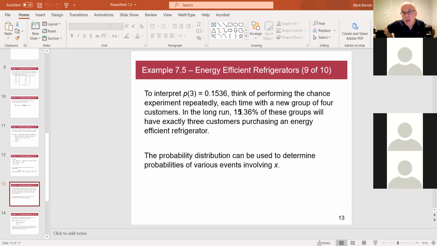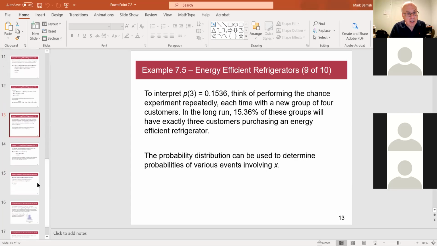Number 1, we could say we randomly select a group of 4. What's the probability that 3 of them select an energy efficient refrigerator? It's 0.1536. Or we could say in the long run, the percentage of groups of 4 that actually have 3 of them purchasing an energy efficient refrigerator is 15.36% of these groups of 4. So in the long run, that is the percentage of those groups that would have 3 customers purchasing an energy efficient refrigerator. There's 2 possible interpretations there. So get used to that. All right.